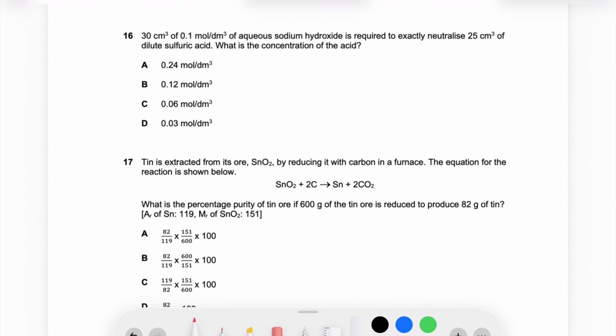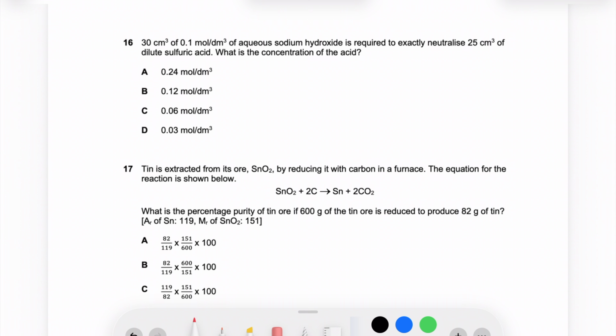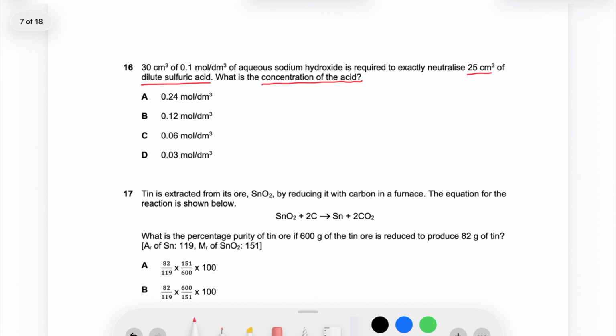Okay, let's continue with question 16. So 30 cm cube of 0.1 mole per dm cube of sodium hydroxide react with 25 cm cube of sulfuric acid. So what's the concentration of the acid? So first you have to write your balance equation. So let's write this one. NaOH. Okay, so important, your equation has to be balanced because the ratio is 2:1.